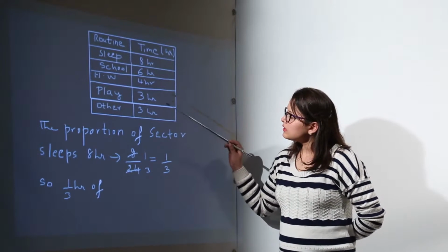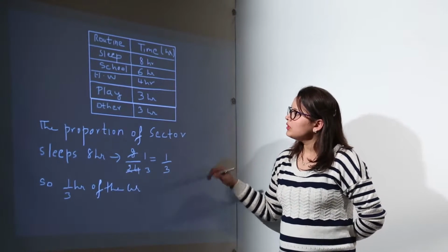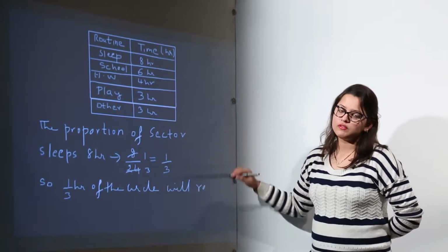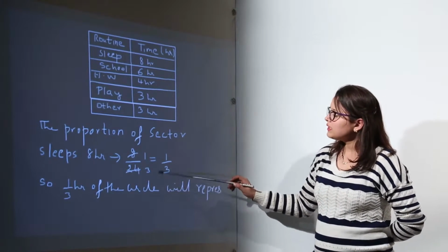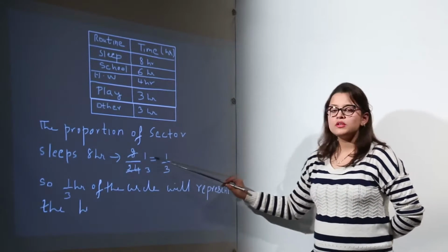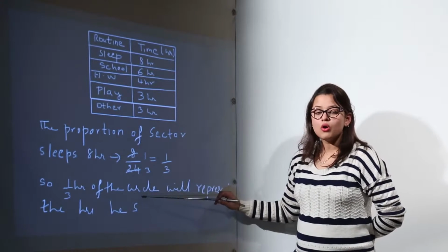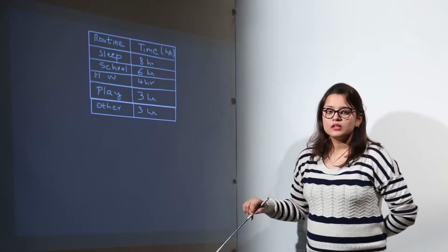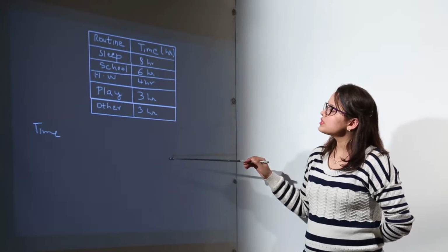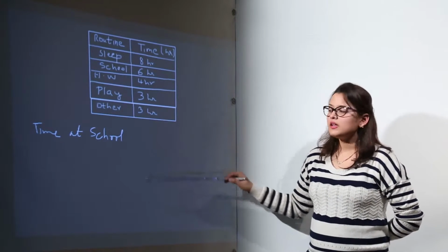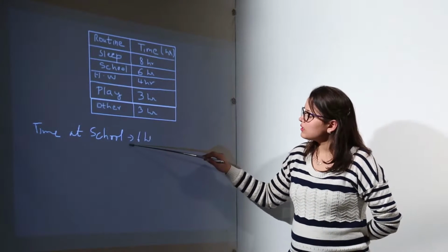Similarly, we will find it for school, homework, playing and the other activities as well. So here we can conclude that 1/3 of the complete circle will be representing the time period for his sleeping activity. Now similarly we can do the proportions for homework, school, play and others, right? Let us do some here also.